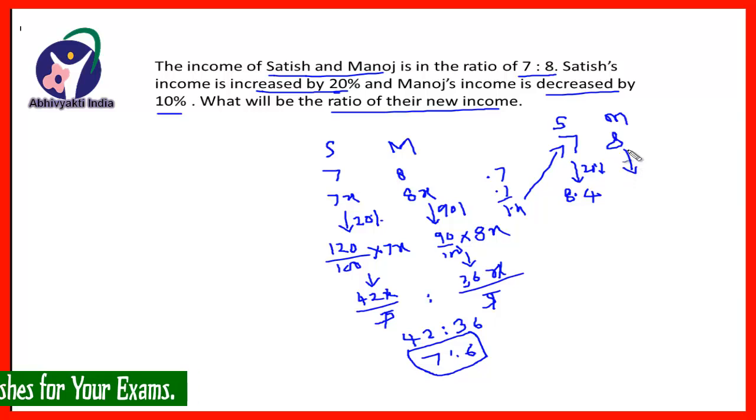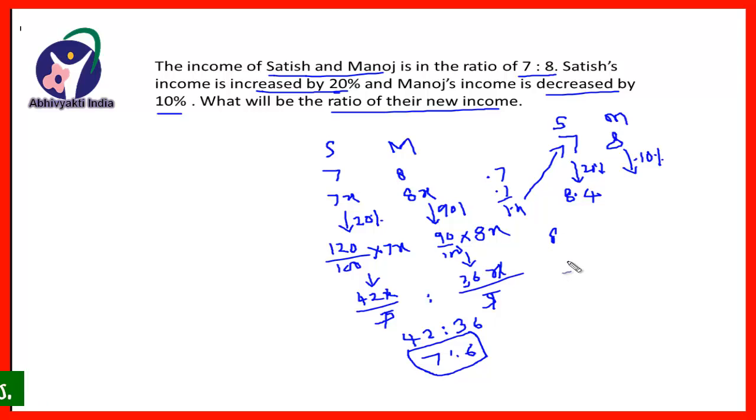Now it is decreased by 10%. So 10% of 8 will be 0.8. So 8 minus 0.8 will be equal to 7.2. So this is nothing but 8.4:7.2, that is 84:72, and 84:72 is nothing but 7:6. Therefore the ratio of new income of Satish and Manoj is 7:6.